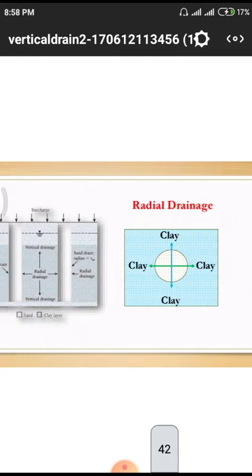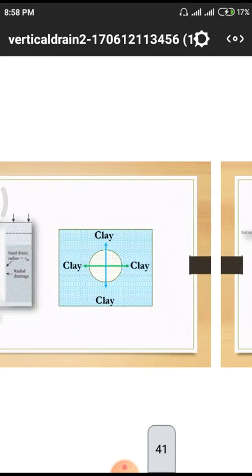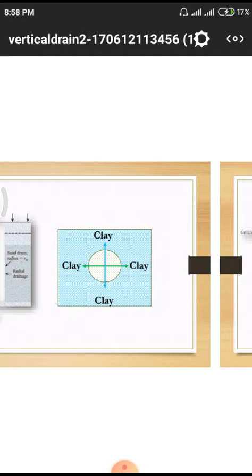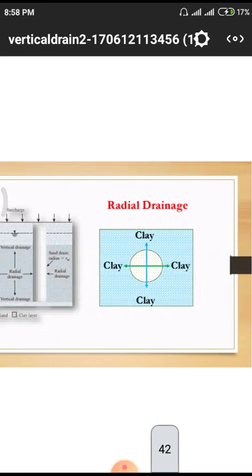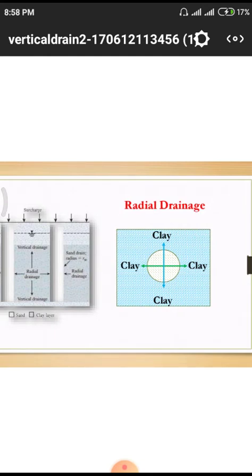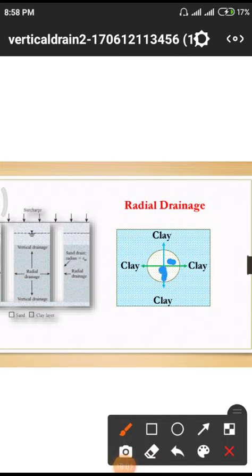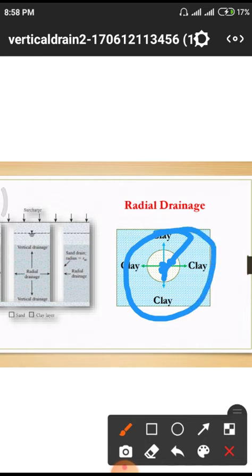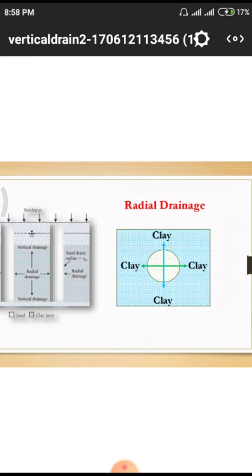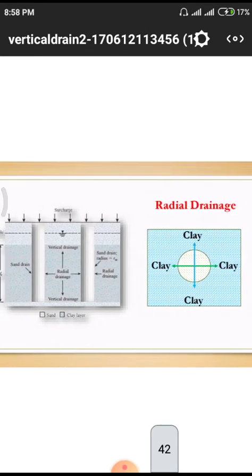This is the next one, radial drainage. That means in the previous case we only had the top view to observe, but with respect to this top view we are having this radial drainage. This is the particular center. From this center there may be some quantity of radial drainage. Okay, this is what they tell. That means the total drain hole will have to drain the water in a circular pattern.